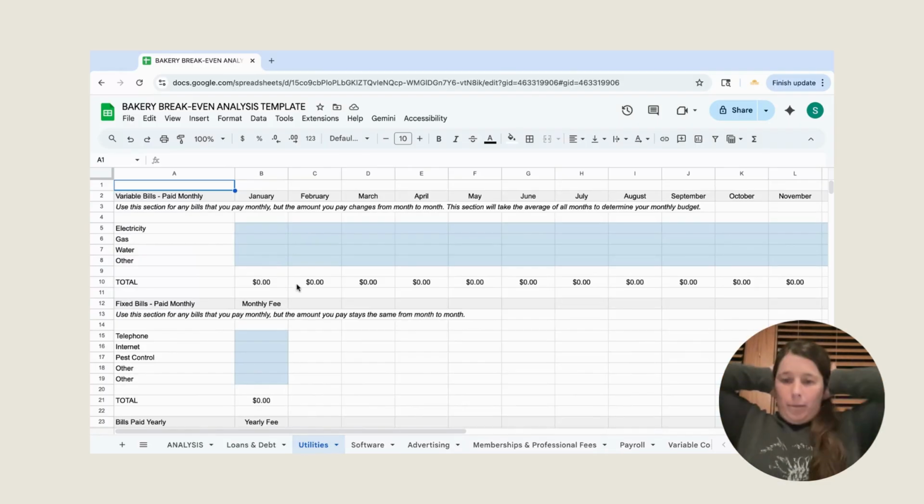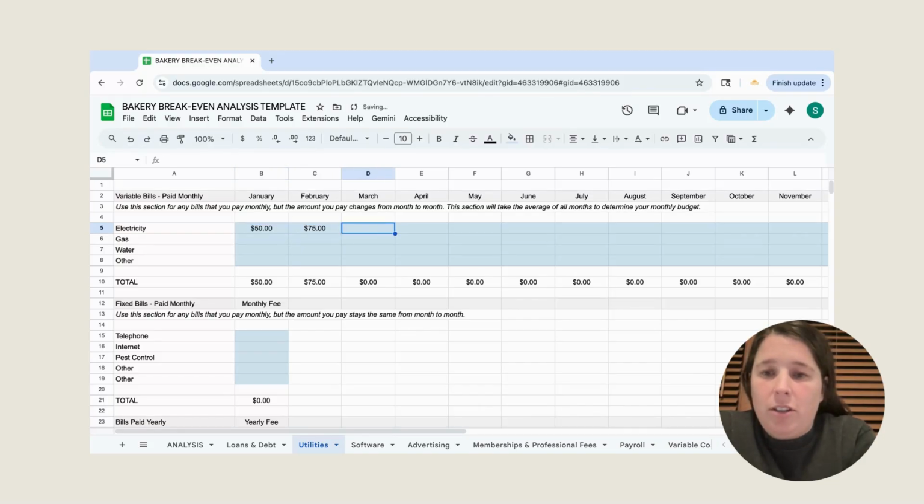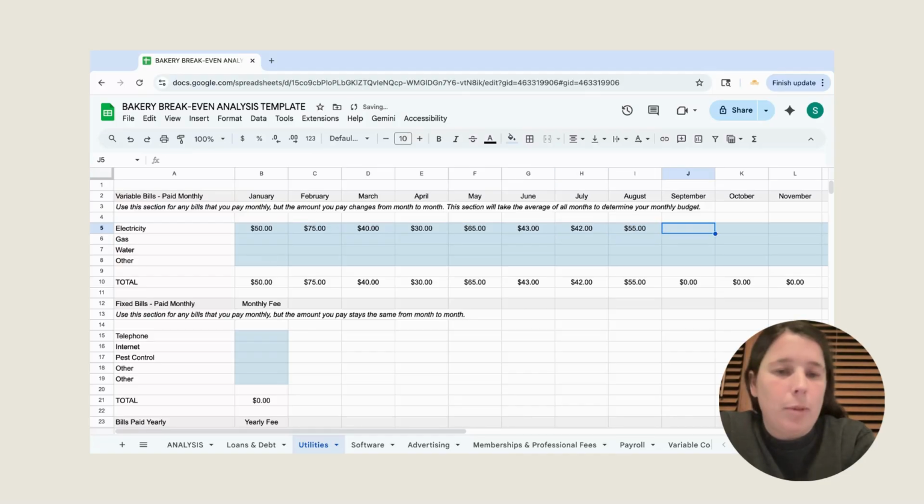So now we're going to go into utilities. I broke it down on this sheet so that it will come up with a monthly average. The utilities that I pay in my business vary month to month. I know some places maybe have one where it averages out for you, but for the sake of this example, we're just going to do a variable price from month to month. When I fill this out, I literally go into my bank statement and put the exact numbers that I paid, but we're just going to plug some stuff in here.